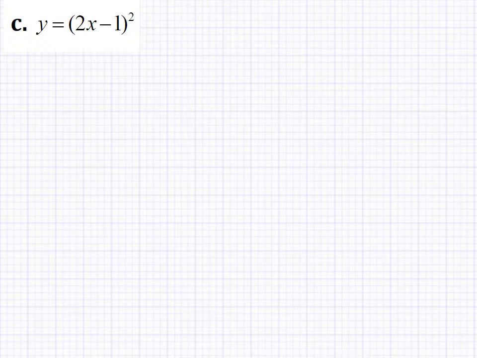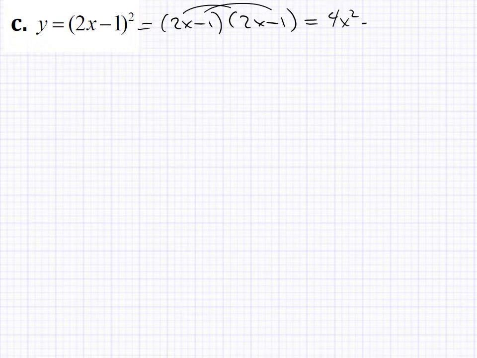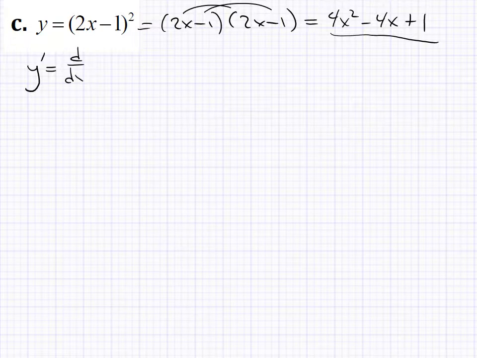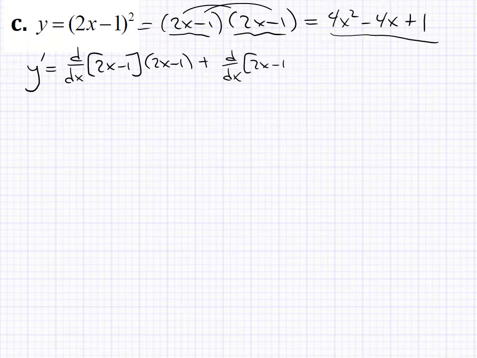So what we're going to have to do is either write this as 2x minus 1 times 2x minus 1 and use the product rule, or multiply all this out and get 4x squared minus 4x plus 1 and just take the derivative of the polynomial. Now probably that's the easiest one, but to get practice with the product rule, we're going to take the derivative using the product rule. So we're going to take the derivative of 2x minus 1, which is the first piece, and multiply it by 2x minus 1, which is the second piece, plus we're going to take the derivative of 2x minus 1, which is the second piece, times 2x minus 1, which is the first piece.